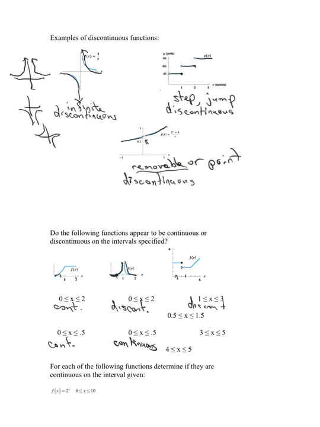From 0.5 to 1.5, the graph is continuous. Now from 3 to 5, the graph is continuous. And from 4 to 5, it's also continuous. It's only discontinuous when there's a hole or a blank space in that graph.